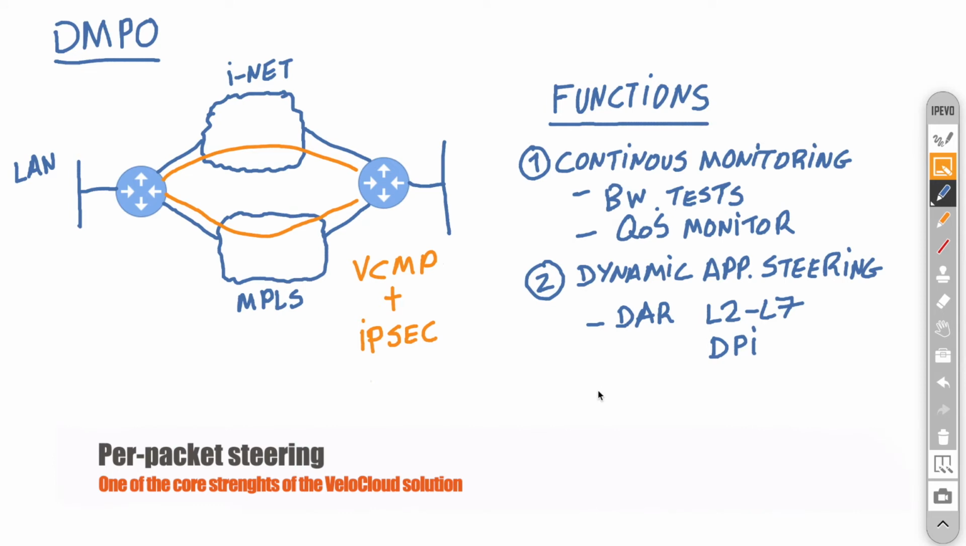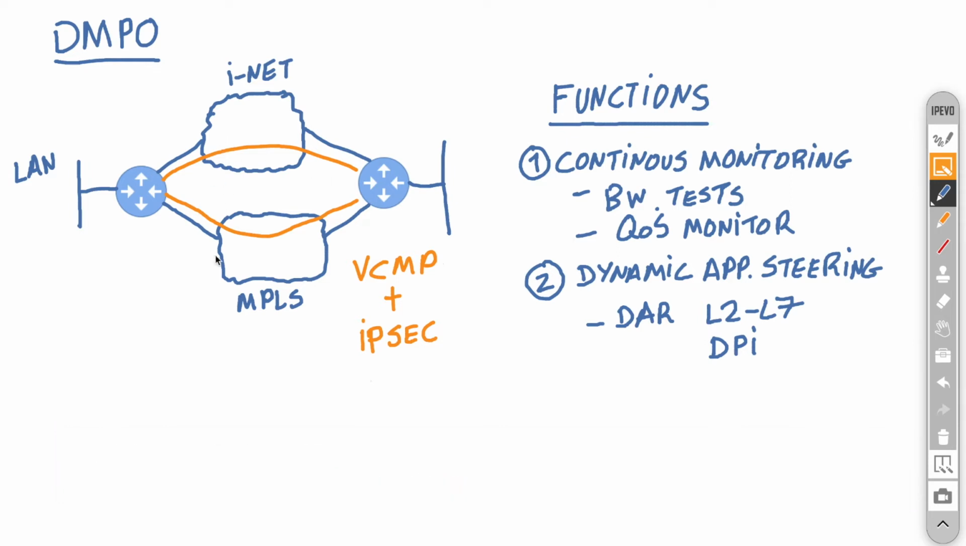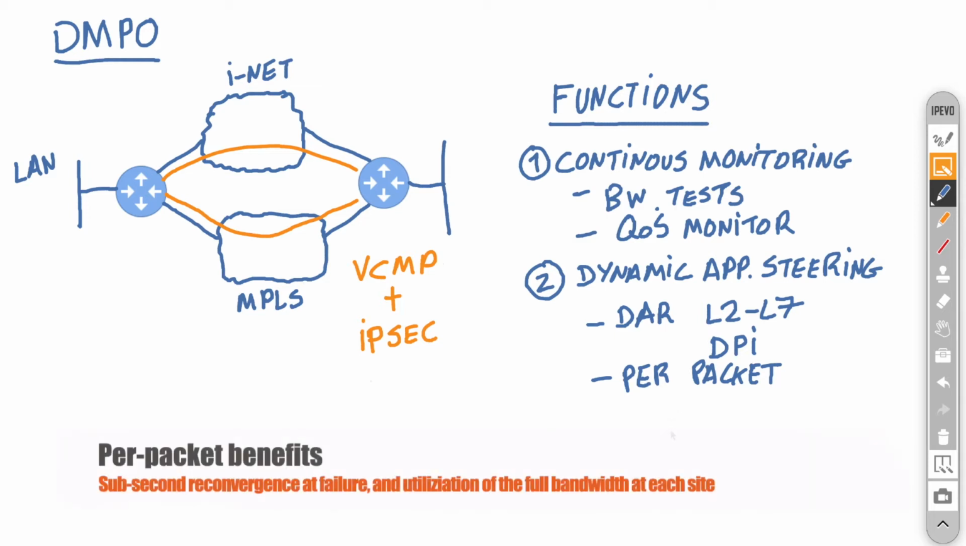And this is very important because most technologies out there steer per flow. So in case one of the links degrades, you will have to move everything on the second link. However, VeloCloud is one of the few technologies out there that does this per packet. This is critical because now we can steer packets very fast. We have sub-second reconvergence at failure. And also, it allows us to fully utilize the sum of the entire bandwidth.